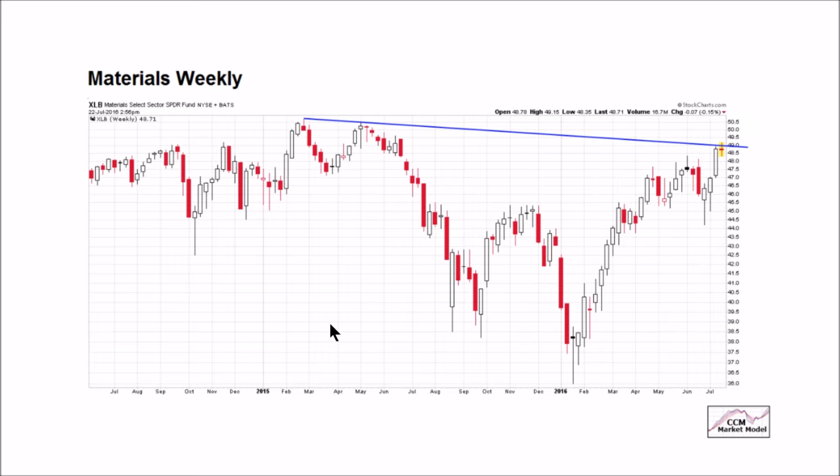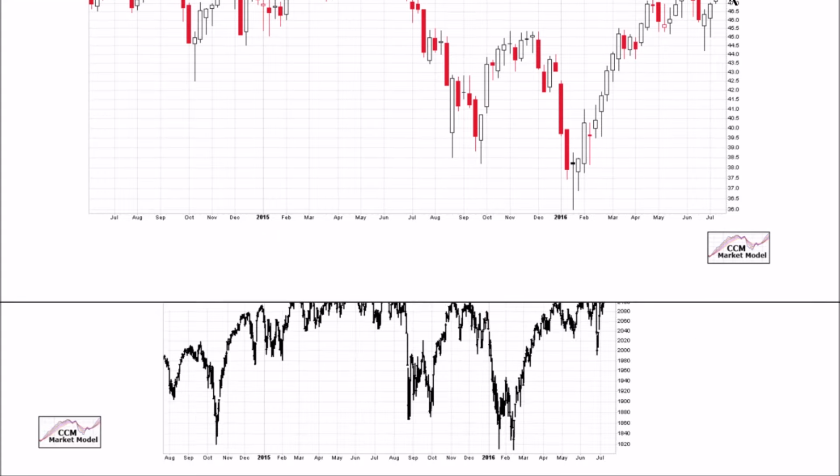Interest rate sensitive REITs have been able to break out, while economically sensitive materials, XLB, have yet to clear this downward sloping trend line. That may happen, but it hasn't happened yet, and we'll learn something either way.